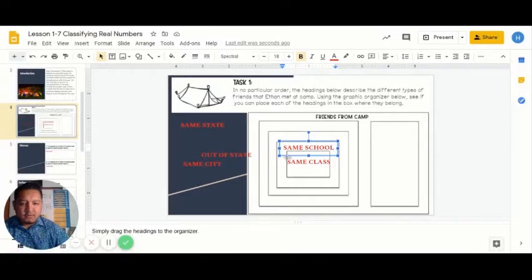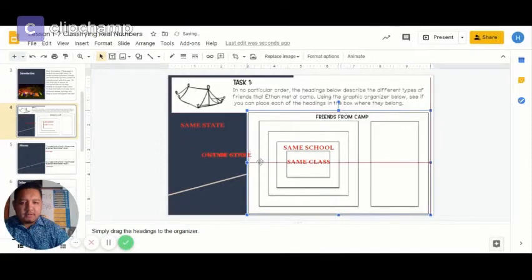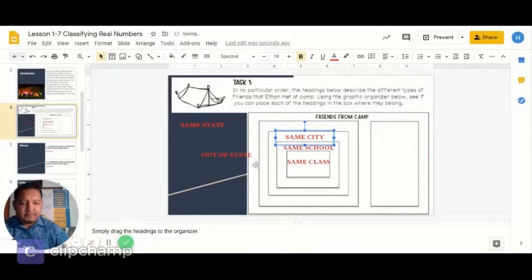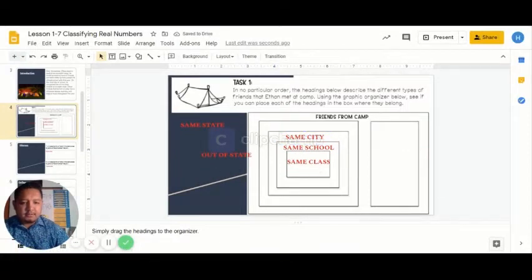Now, if you all go to Wedgewood and Wedgewood is in the city of Fort Worth, you don't go to a different school at the same time. But you can be in the same city and go to a different school. So if you are in the same class, you go to the same school. And if you go to the same school, you are from the same city.